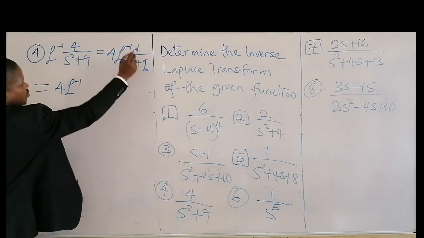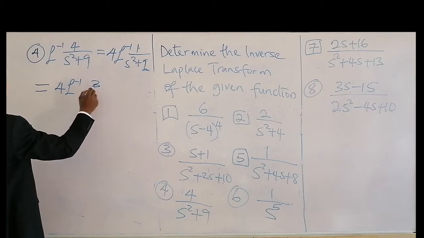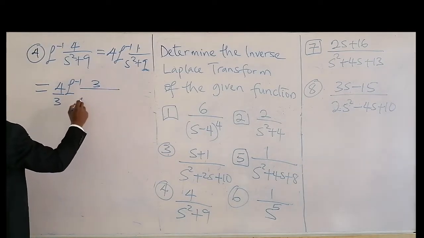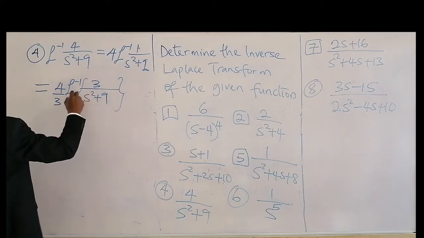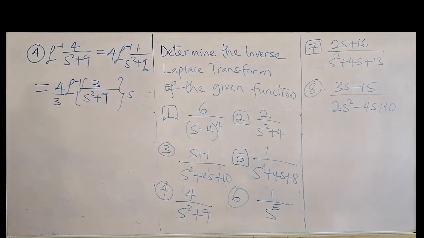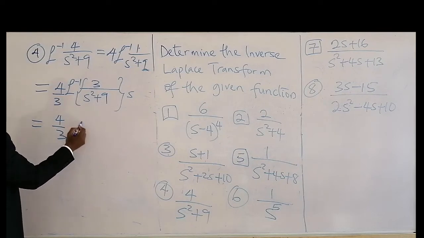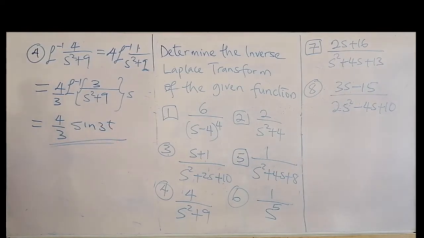This is 3 squared. Take one of it here, introduce 3 here, and if you do that, you need to cancel it outside. Okay, over what? Over s squared plus 9. Okay, then final conclusion. This will be 4 over 3, and this is what? This is sine 3t. So that's that on that question. Then I'll go to question 5.